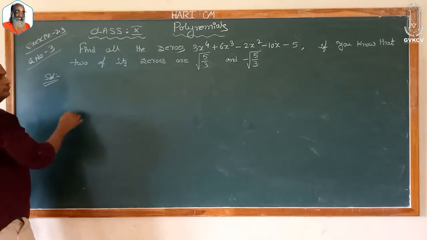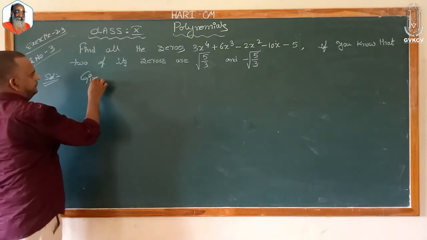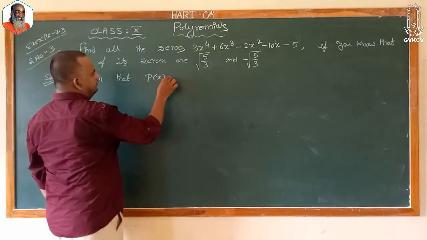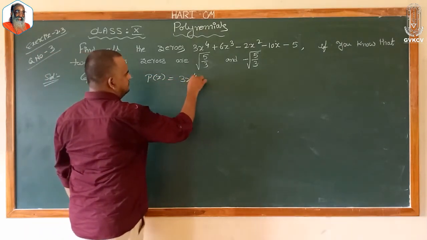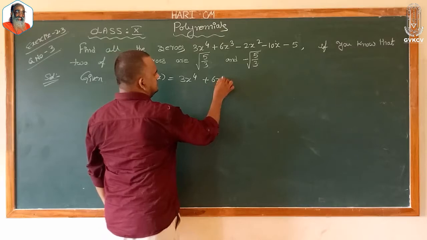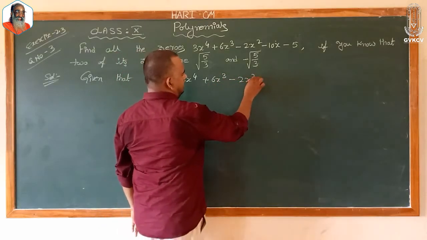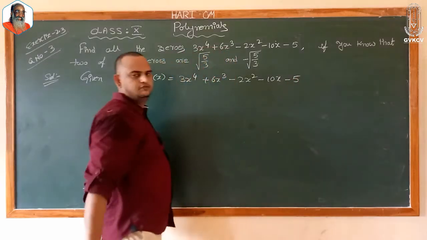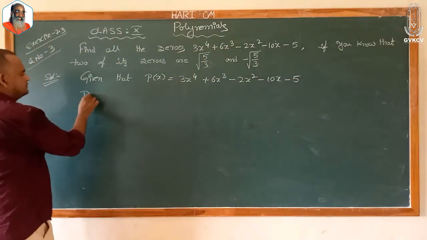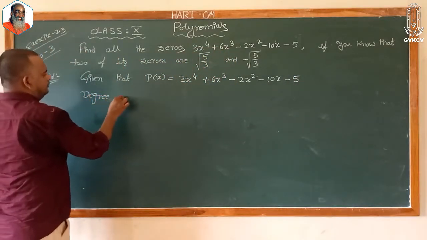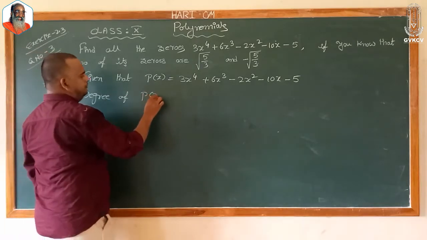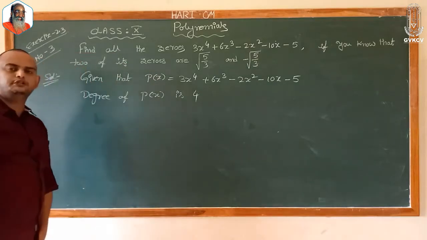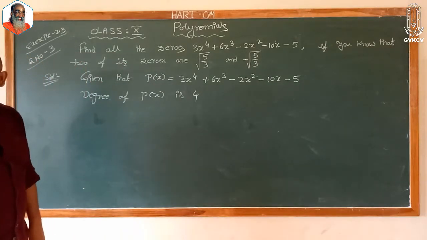Solution. Given that, what is given for us? They have given a 4th degree polynomial, 3x^4 + 6x^3 - 2x^2 - 10x - 5. What is the degree of this polynomial? Degree of P(x) is 4. When it is a 4th degree polynomial, how many zeros will it have?